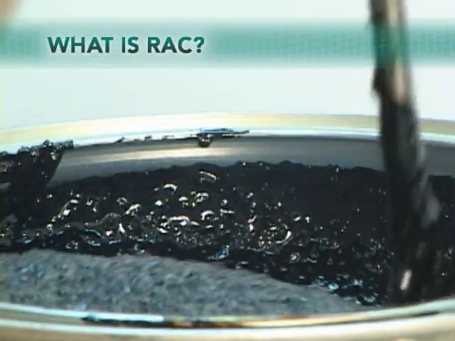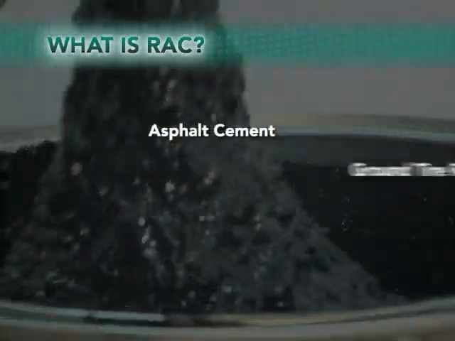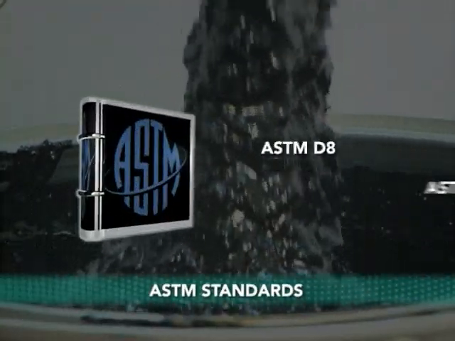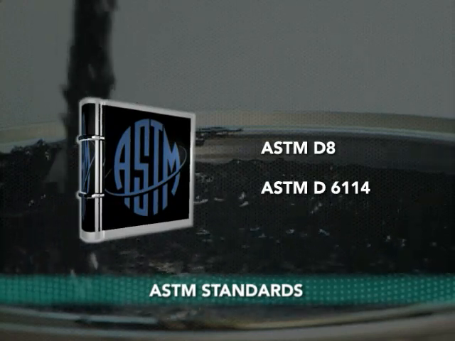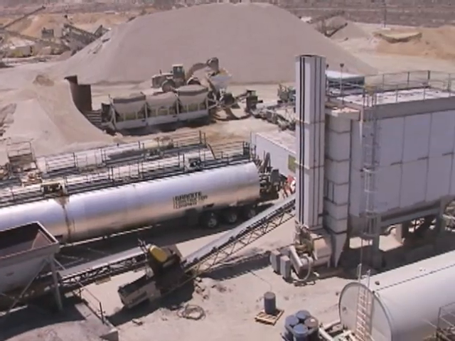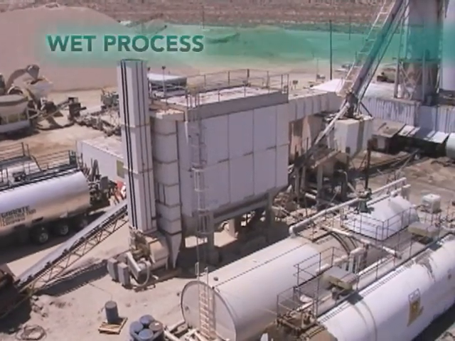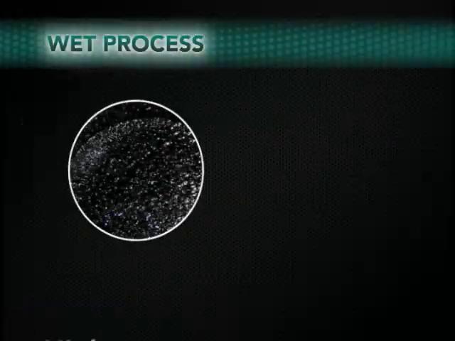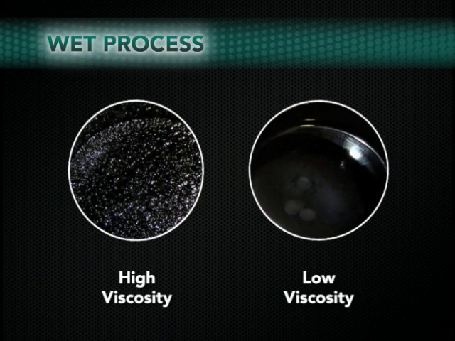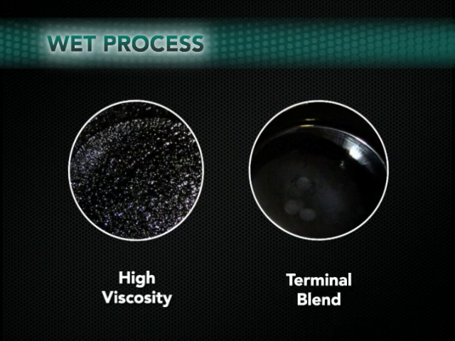What is RAC? Asphalt rubber is a blend of asphalt cement, ground-up tire rubber, and other additives. The definition of asphalt rubber has been identified by several ASTM standards. Rubber modification of asphalt concrete mixes can be accomplished using two distinct wet processes: the high viscosity agitation method and the low viscosity no agitation method, commonly referred to as terminal blend.